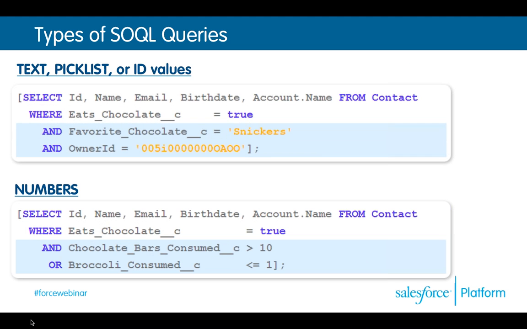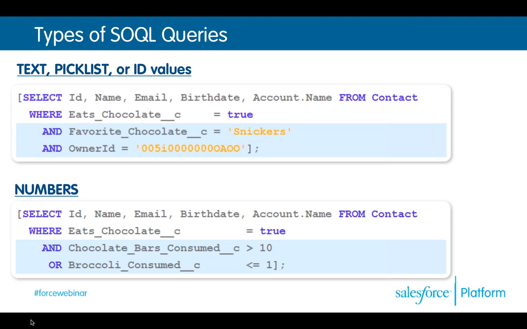Next, we have text, picklist, and IDs. So when you're using Apex or SOQL, it doesn't really care what kind of text field you're using, whether it's a text field, a long text field, a picklist field, or an ID field. It treats it all the same, and it treats it as text. And whenever you use text, you have to have single quotes around it. So this favorite chocolate field that we have in our filter, it could be a text field or it could be a picklist field. Also, when you're using IDs, you use single quotes around it as well, and you can use 15-digit or 18-digit IDs.